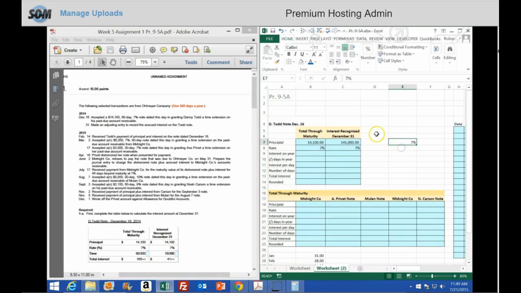If we put 7 and we change that cell to a percent, you'll note what happens. It makes it 700% because we move the decimal two places over. And if we put 0.07, it then shows 7%. So keep that in mind when you're using percentages in Excel.